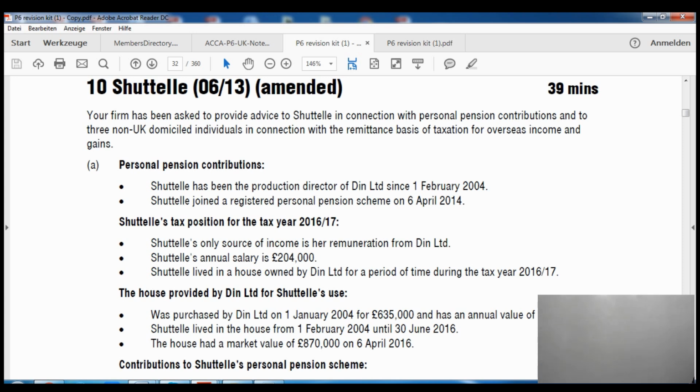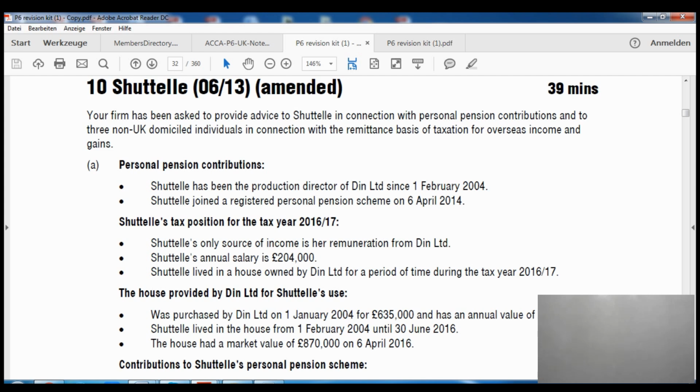Shuttelle has been a production director of D Limited since 1st of February 2004. Shuttelle joined a registered pension scheme on 6th of April 2014, and Shuttelle's tax position for the tax year 16-17: only source of income is her remuneration from D Limited, and the salary is £204,000 per annum.